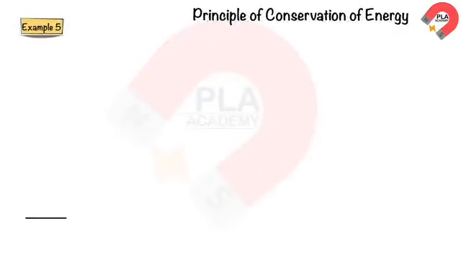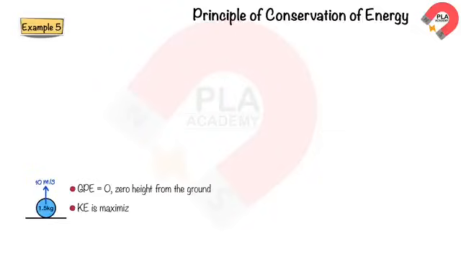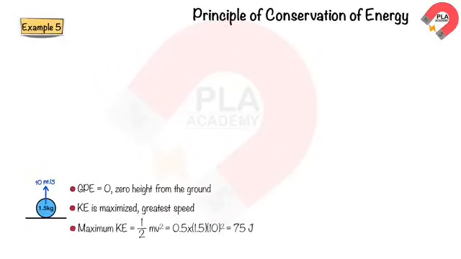In another scenario, let's say the same mass is thrown upward through the air with an initial speed of 10 meters per second. At the initial position, the mass has zero gravitational potential energy due to its zero height from the ground, while kinetic energy is maximized at the greatest speed. The maximum kinetic energy is half of 1.5 times 10 squared, which equals 75 joules.